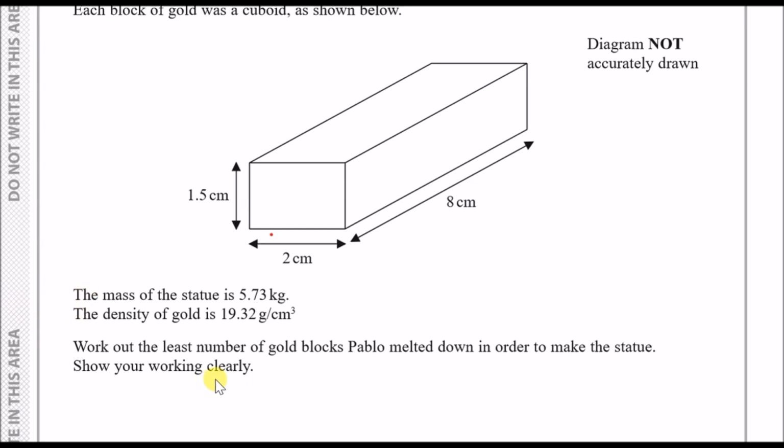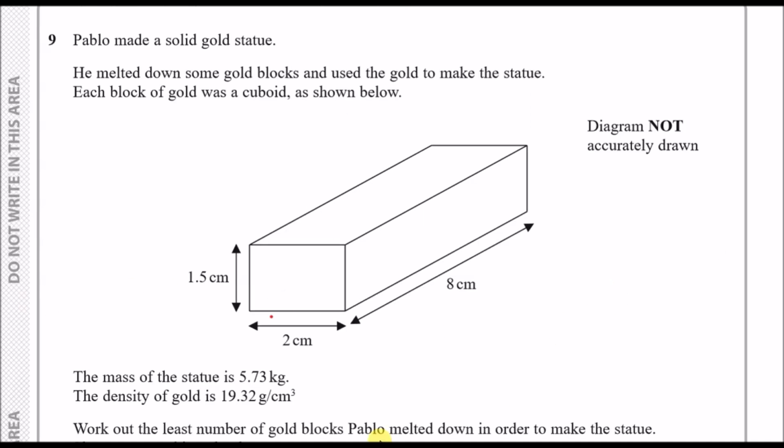Now they want us to work out the least number of gold blocks Pablo melted down in order to make the statue. So for this kind of question, we need to firstly calculate the volume of this gold block. And that's something we can start with. So we can say that the volume of this gold block is just essentially all these three values multiplied. So 1.5 times 2 times 8, and that should give us 24 centimeters cubed.